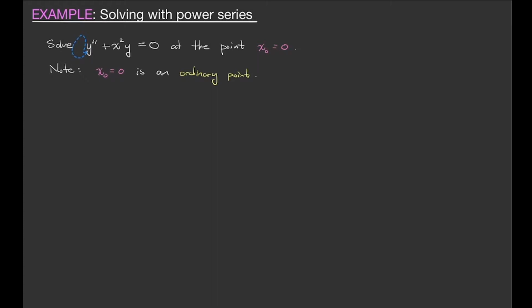The function in front of y double prime is just 1, and actually there's no point that can be substituted into this function 1 because it's just a constant function. And since that's the case, we can't possibly get 0 here, meaning there are no singular points, and in particular, 0 is an ordinary point. What that means is we don't have to use the Frobenius theorem. We can just use a standard power series for our solution type.